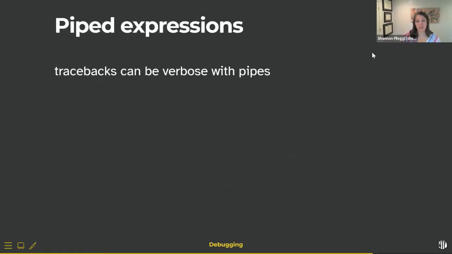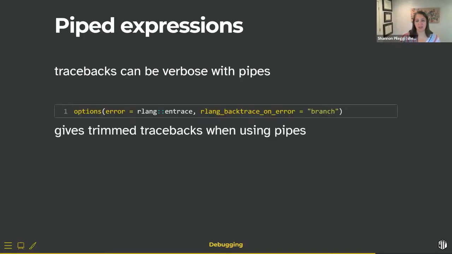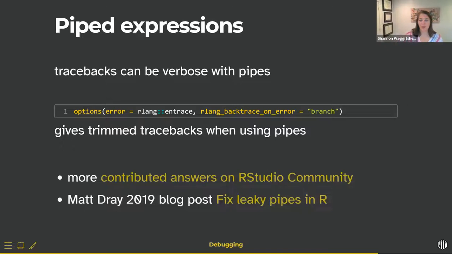There's also debugging in piped expressions if you're a fan of the tidyverse. And when you do that, tracebacks can be really long when you're working with piped expressions. So that is a separate debugging skill as well. You might want to set an option for your RStudio session when debugging for pipes. So set your errors to rlang and trace, and rlang backtrace on error to branch will simplify what you see when you're debugging in piped expressions. There's also links here for contributed answers on RStudio Community and a 2019 blog post by Matt Dray about fixing leaky pipes in R.